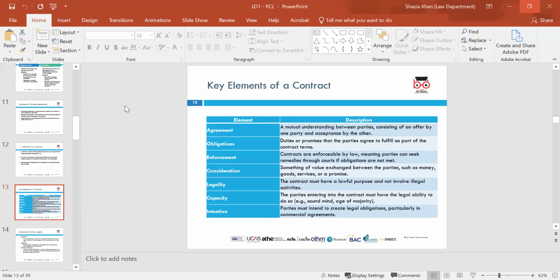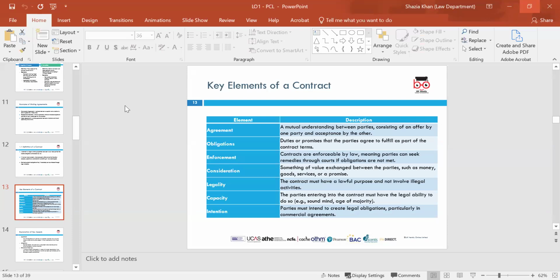Key elements of a contract, and we've discussed them a little bit earlier on as well. So an agreement is the first one, and that's an agreement between both parties. Obligations: duties of the parties to be fulfilled as part of the contract. Enforcement: contracts are enforceable by law. Parties can seek remedies through the courts if they are not followed.